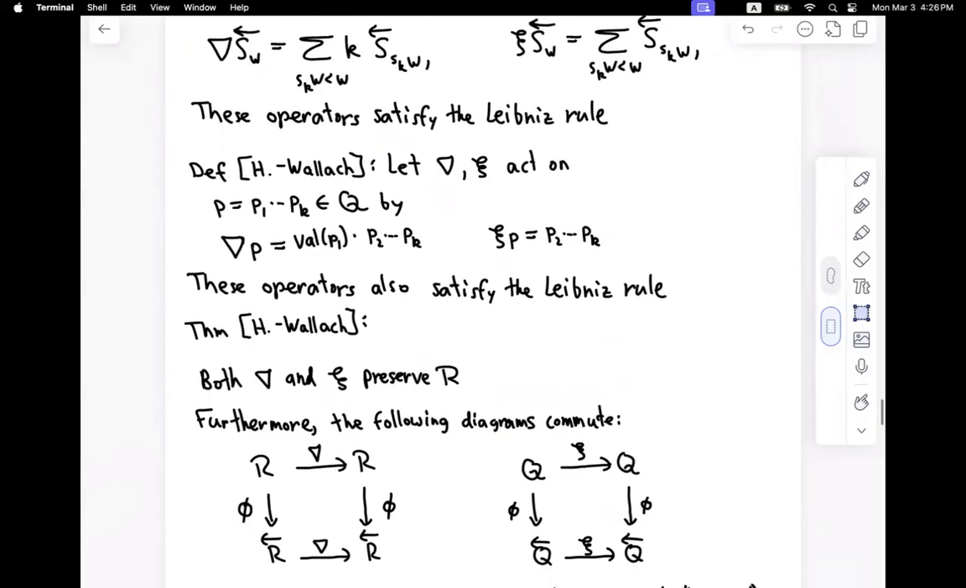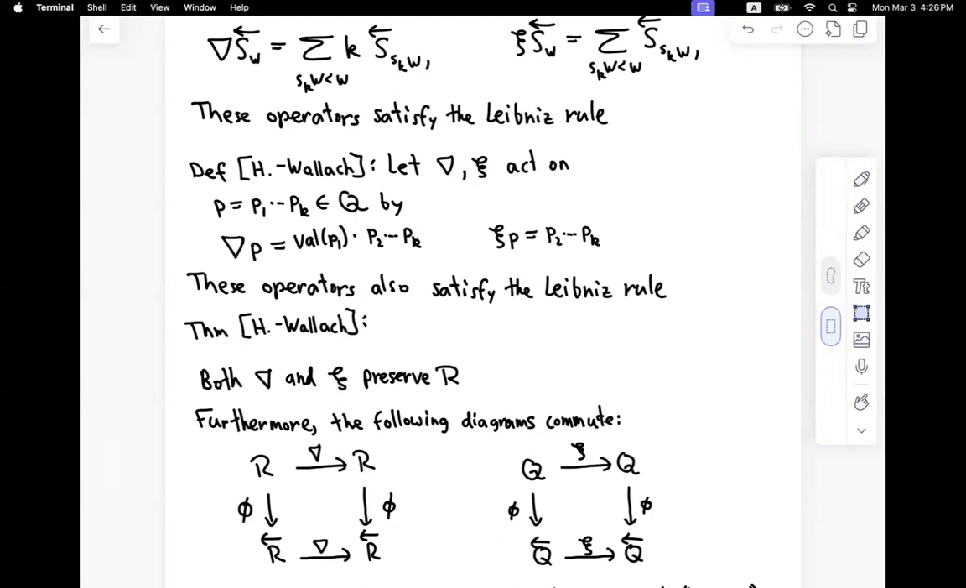So if I apply nabla to R, this is when you go to the slide polynomial. So apply nabla, you go to the slide polynomial. It's the same as going to the slide polynomial and then applying Stanley's nabla. And similarly for Xi, except for Xi, it works on all of Q, not just on R.